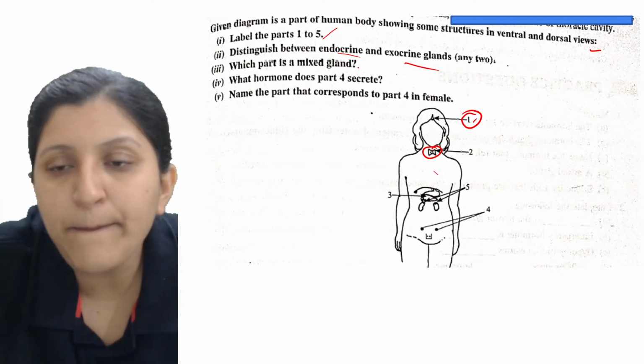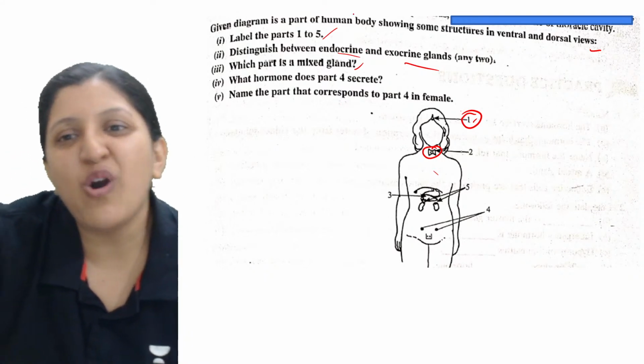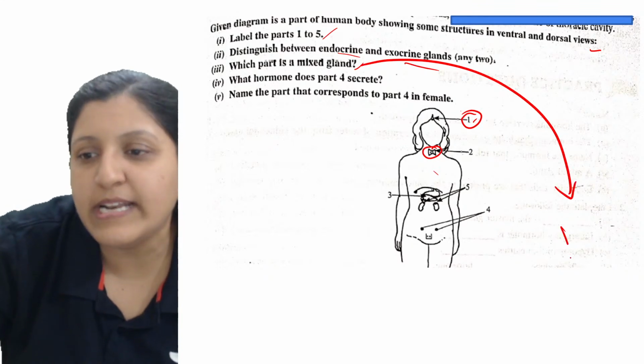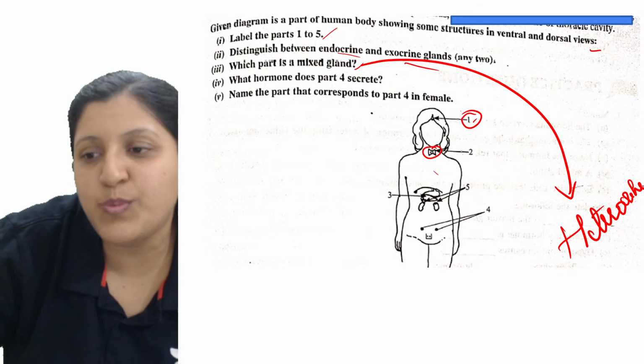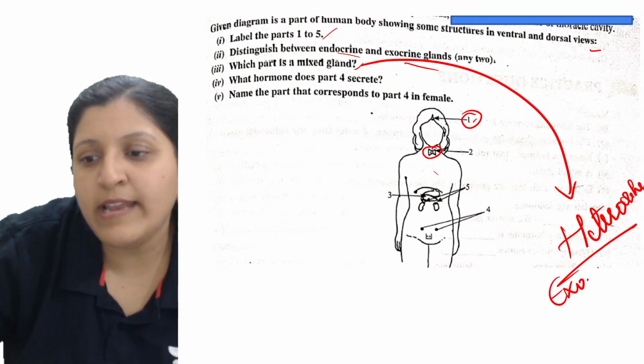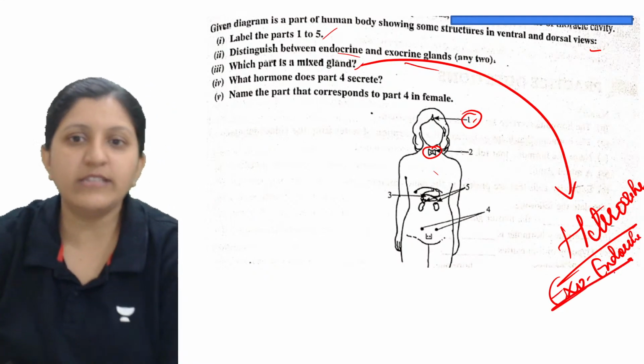So which part is a mixed gland? It is the pancreas itself, which we also call the heterocrine gland. When we mention a heterocrine gland, it acts as both exocrine as well as endocrine. So it is an exoendocrine gland.